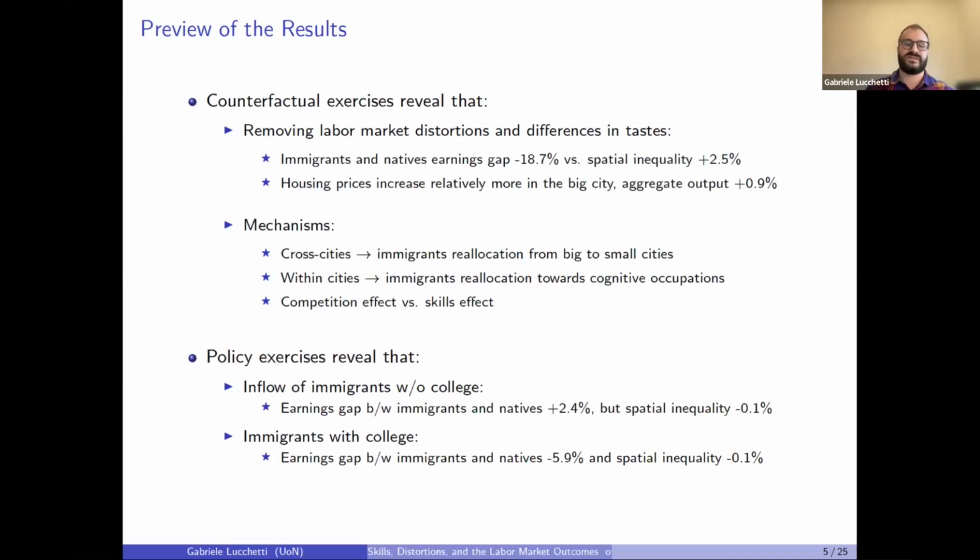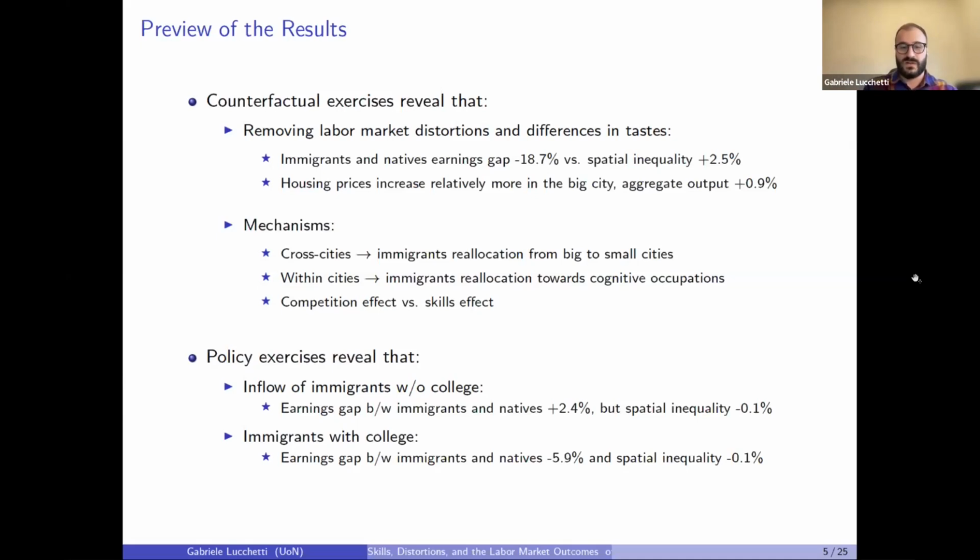This creates a competition effect that can be weighed against a skills effect, and the main result is going to be determined by which effect is going to overcome the other one.